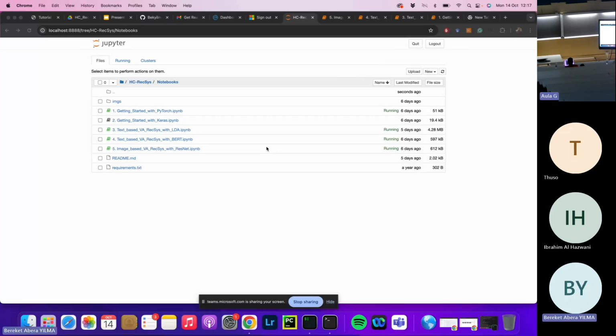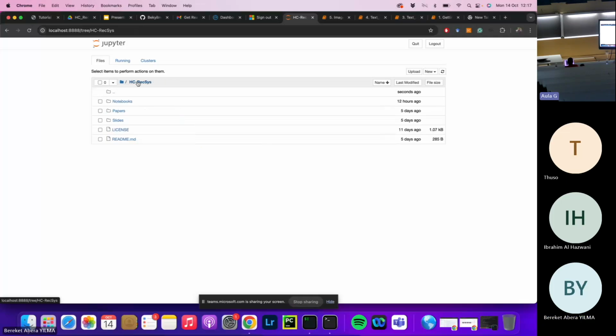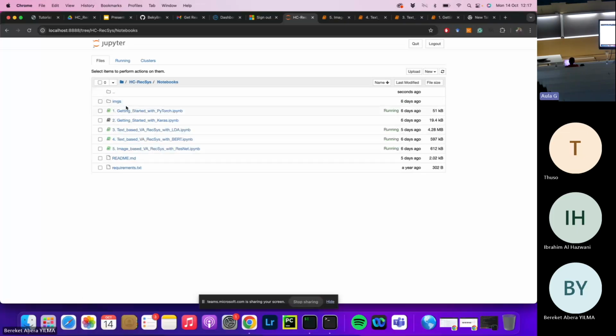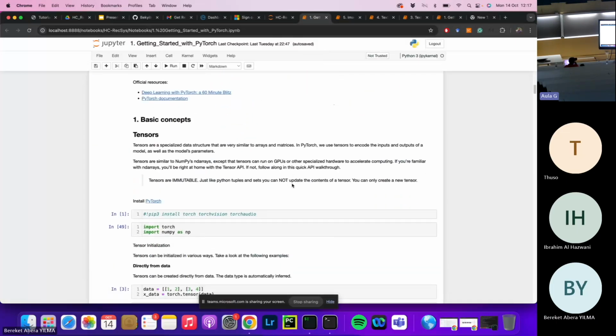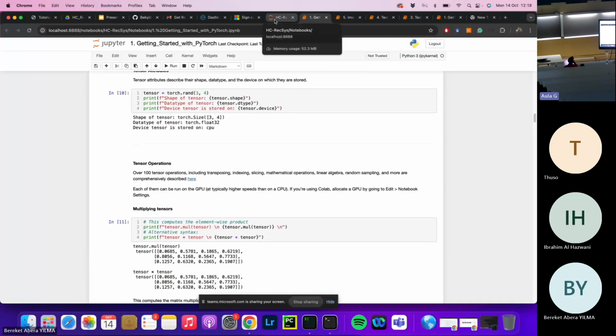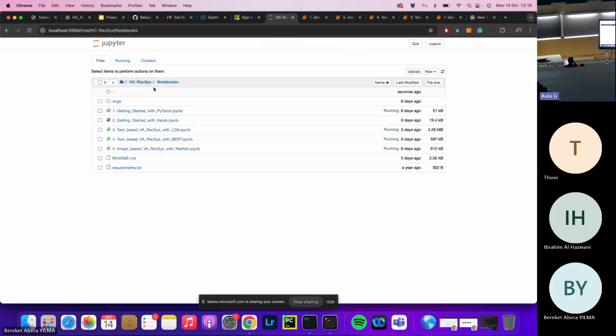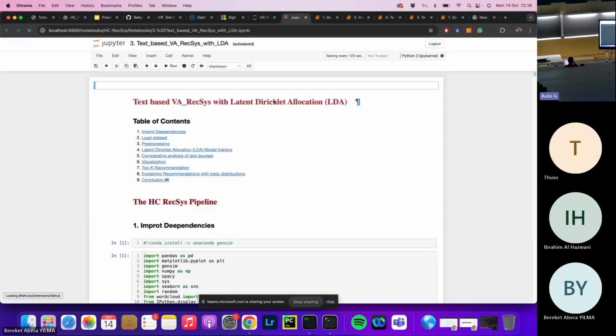So in the repository, you have the slides and some additional reading material and some of the papers that we just discussed during the talk. And there is a folder called notebooks. Inside you have 5 different notebooks. The first 2 are introductory tutorials if you are not familiar with PyTorch and Keras, the popular deep learning frameworks. And the third one is the text-based RecSys.